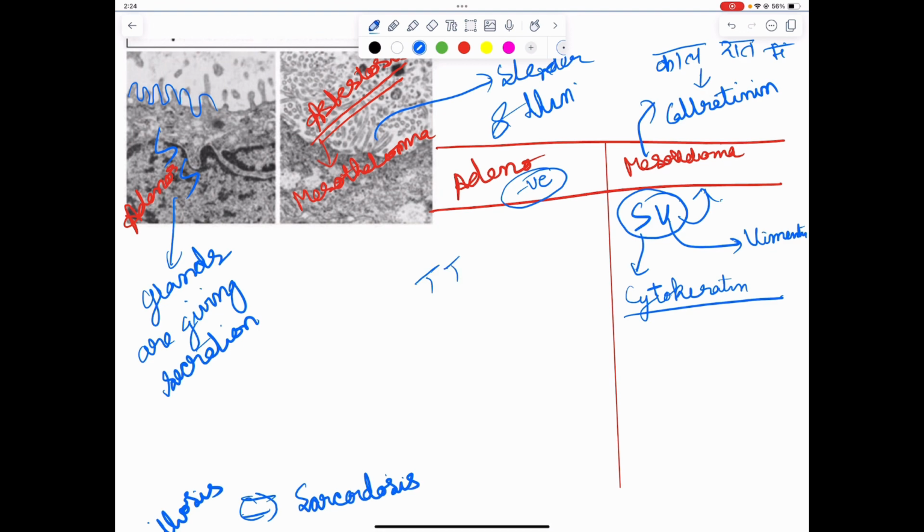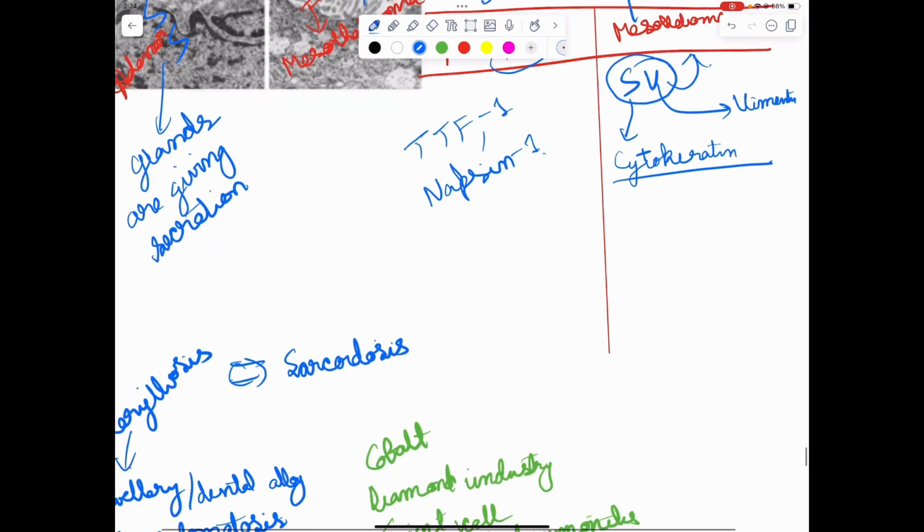In adenocarcinoma, remember TTF and napsin. TTF1 and napsin are positive. And carcinoembryonic antigen is also positive in adenocarcinoma.